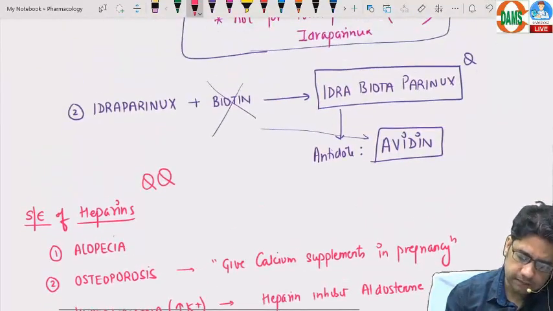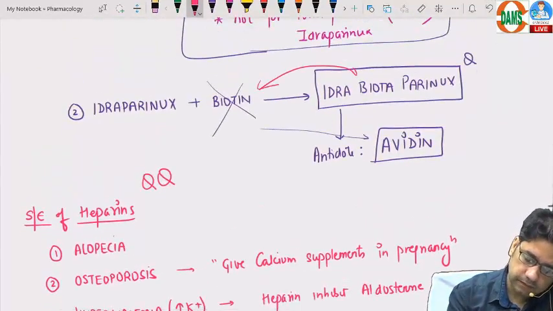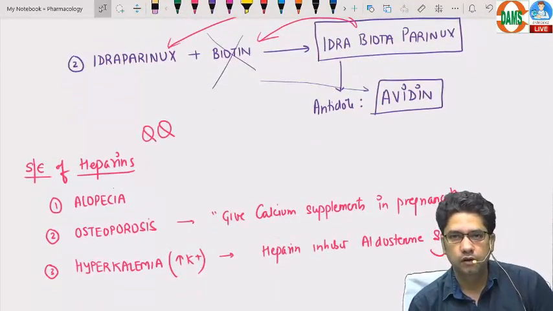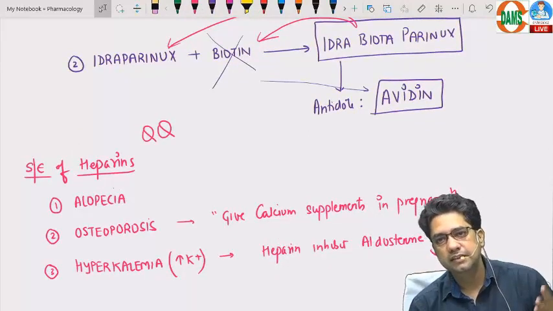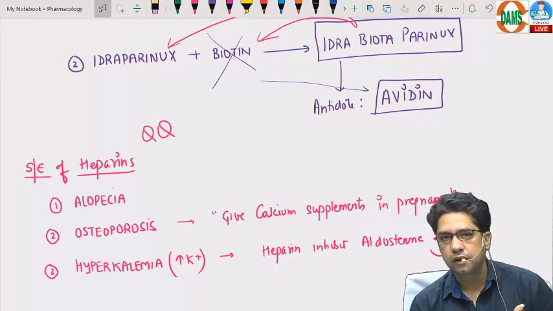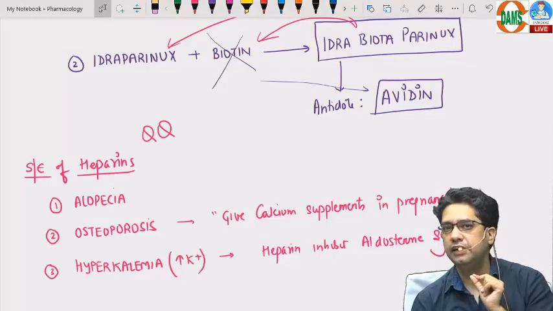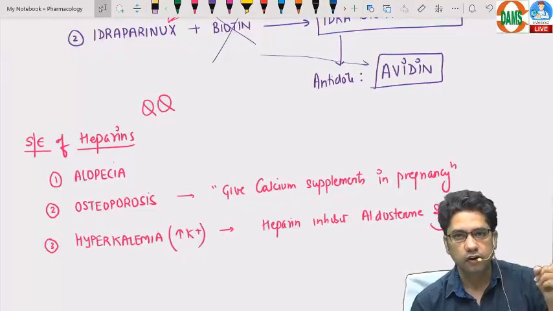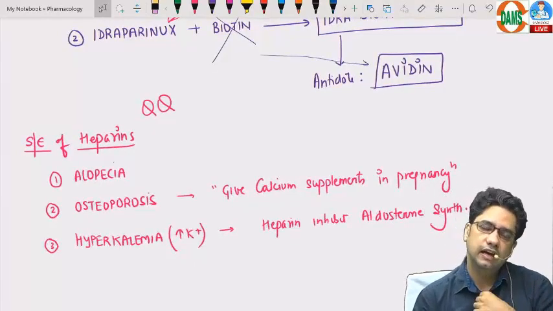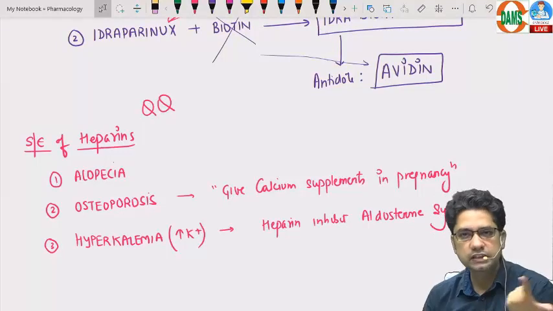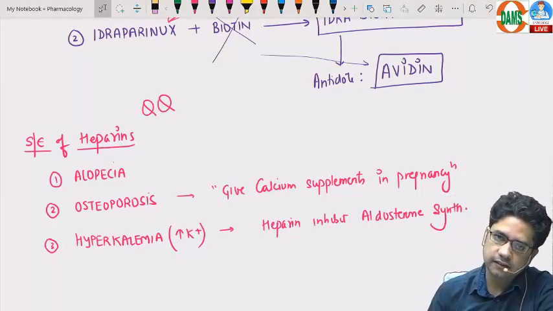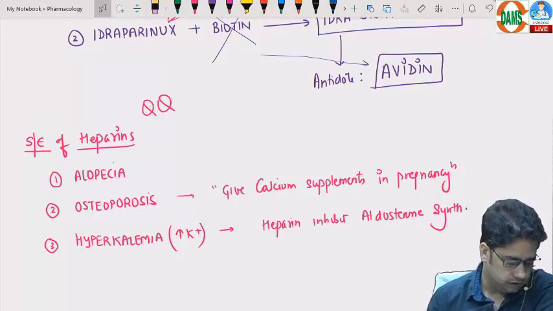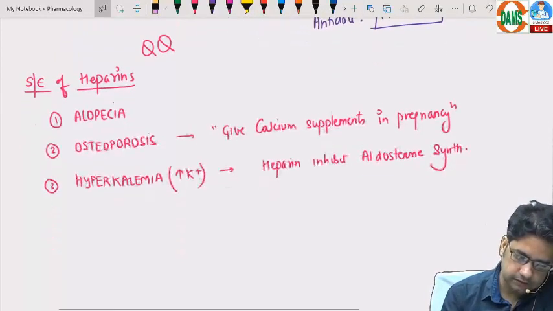कुछ नहीं बच्चों, इड्रा बायोटा पेरिनुक्स एक ड्रग है जो हमने, in which Idra Perinux we have attached biotin molecule, and this drug we have named it as Idra Biota Perinux, and for this drug we have an antidote. Normally for Idra Perinux we are not having any antidote. For Idra Biota Perinux we have an antidote. That antidote is Avidin, because Avidin binds to biotin and neutralizes it. Understood? आगे बात करते हैं.